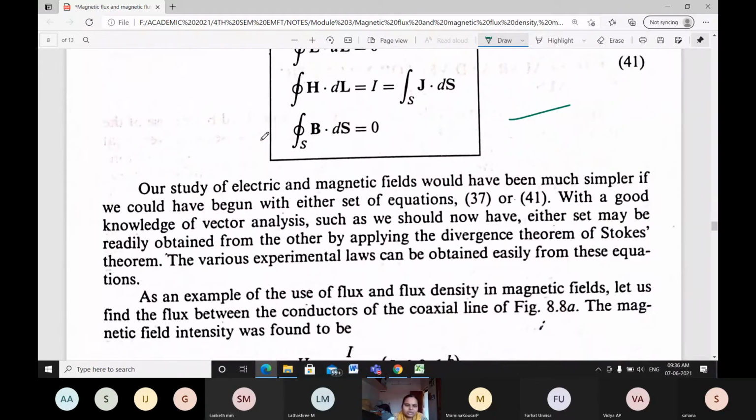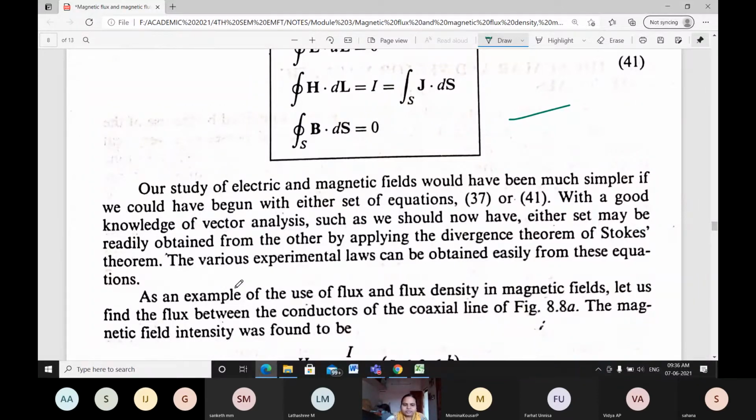With good knowledge of vector analysis, we can analyze which equations to take based on the condition of which material we are using, how much electric field density or magnetic field intensity is being produced, and then which equation we will use. That is also very important. Using Maxwell's equations, we can choose point form or integral form. The same thing is taken here.